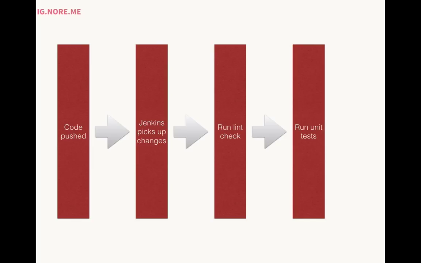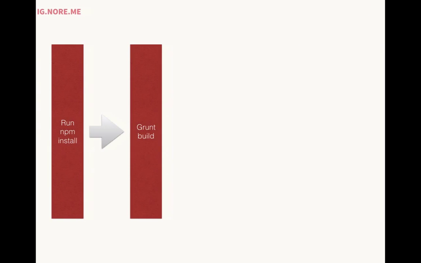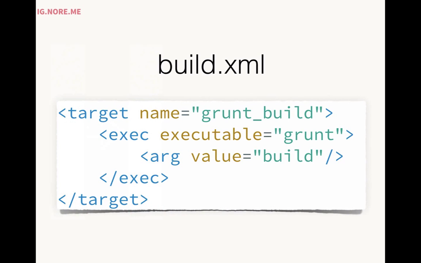We also wanted to run npm install, do a grunt build, all of these things that are required to compile the assets that we need. In Jenkins, this is quite easy to set up. You manage your project with an Ant file called build.xml, where you can just add a target. In this case, it's a grunt build, which just runs grunt with the argument build. That will then just run the same things you would usually do.